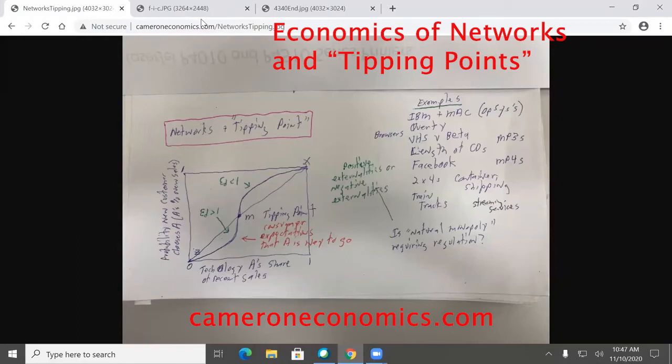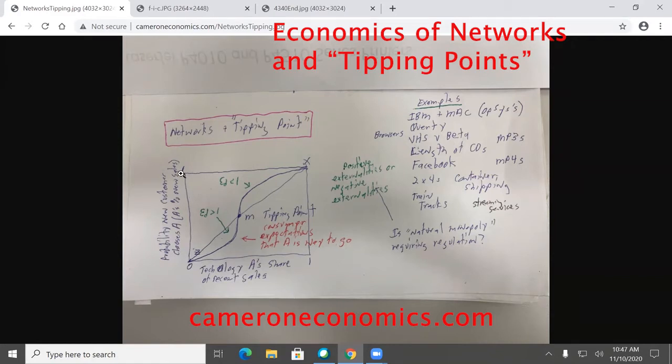Let's see. So network, I call it networks and tipping point. This is not from the textbook, but from a different industrial organization source that I sourced this from. And so, has anybody studied the economics of networks before? No?